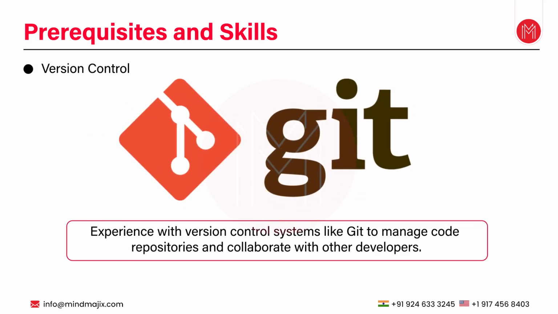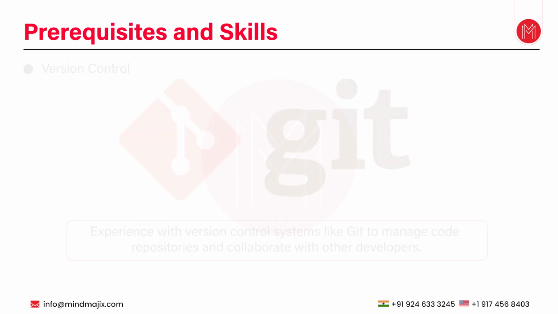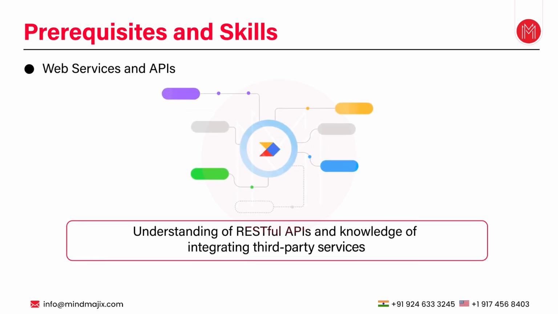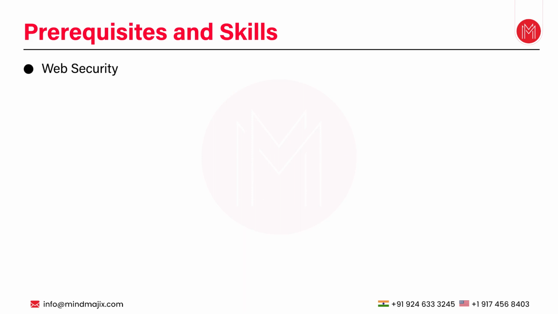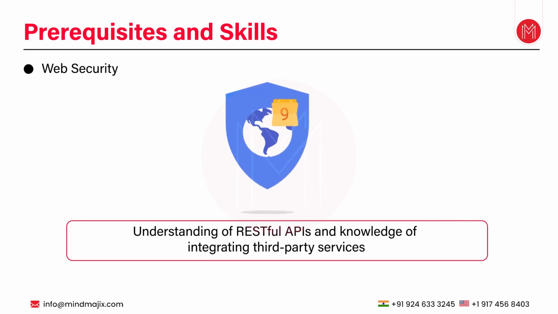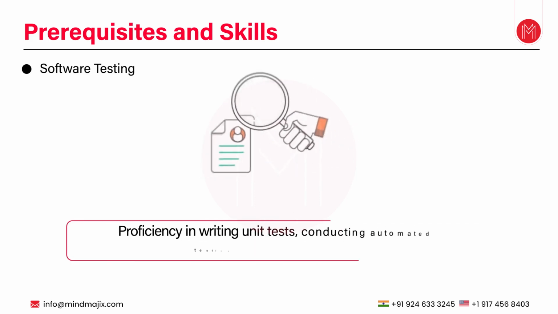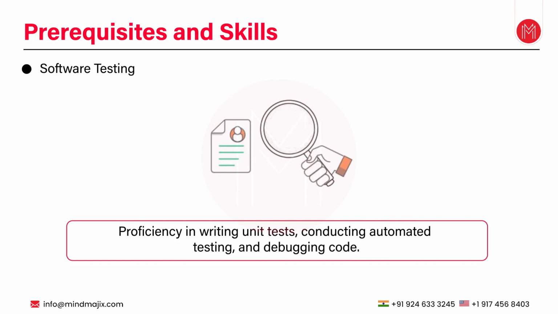Next ahead is version control. Experience with version control systems like Git to manage code repositories and collaborate with other developers effectively. Proceeding ahead, we have web services and APIs. Understanding of RESTful APIs and knowledge of integrating third-party services like payment gateways or social media platforms into web applications can be an added advantage. Moving ahead, we have web security. Awareness of common web vulnerabilities and best practices for securing web applications, including authentication, authorization, and data validation, can be a very good advantage.